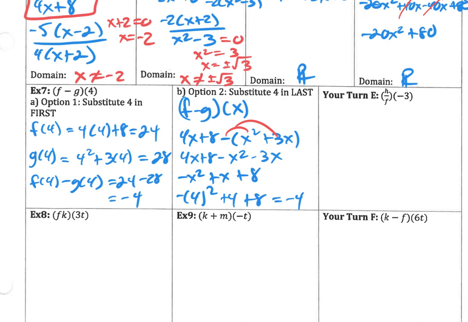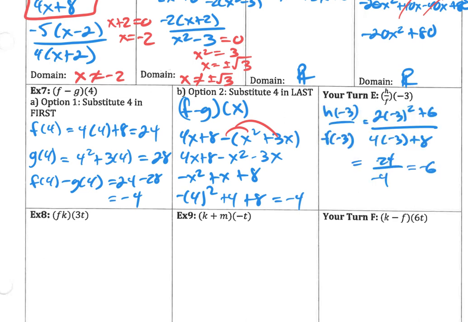All right, your turn. I want you guys to go ahead and attempt the h over f of negative 3. Again, do it either using option 1 or option 2. You can plug in the negative 3 first, or you can find out what h over f is and plug it in, and then figure out what your value is. But go ahead and hit pause now, try that, and then check back in. All right, plugging it in, I got h of negative 3 over f of negative 3, which simplified to be negative 6 is my final answer.